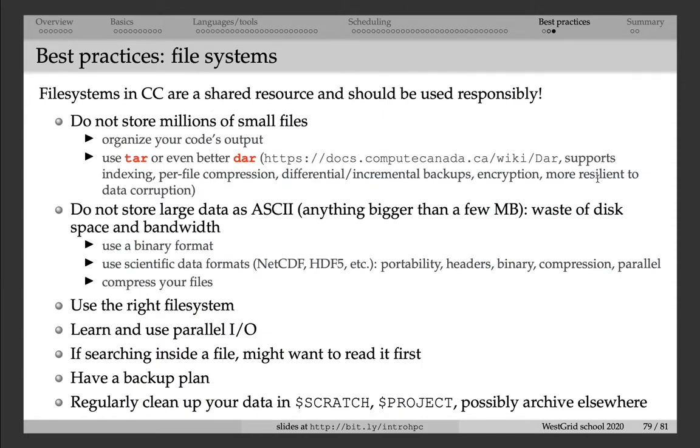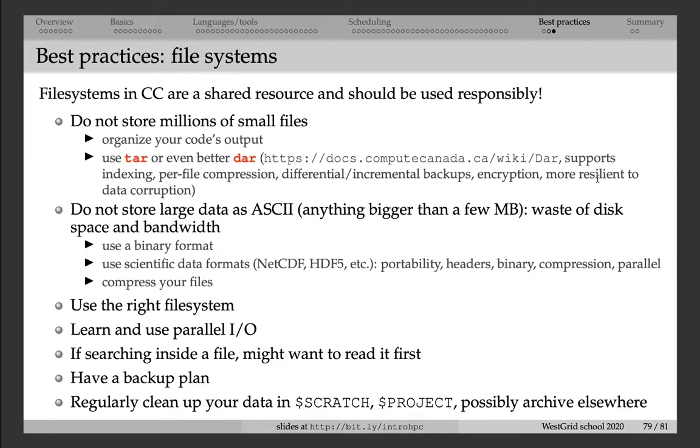Next, let's take a look at best practices for file systems. Clusters have parallel file systems that were designed for storing a small number of large files. They're designed for working with very large data streams. So a small number of large files, but not the other way around. If you put a lot of small files, let's say tens of thousands or millions of small files, onto the file system, that will actually make that file system very slow, not just for you, but for everybody else using the cluster.